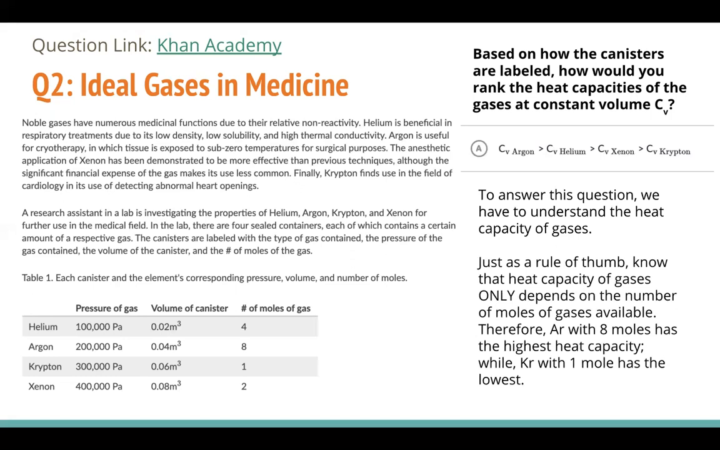Okay, but just as a rule of thumb, when you're answering questions like these and you see something about heat capacities of gases, just remember that heat capacity only depends on the number of moles of the gases available. And so therefore, it doesn't matter the specific characteristics of the gas or the pressure or the volume. All that matters is the number of moles of the gas that are in the container. And so argon has the most moles, so therefore it has the highest heat capacity. And krypton has only 1 mole, so therefore it has the lowest heat capacity.